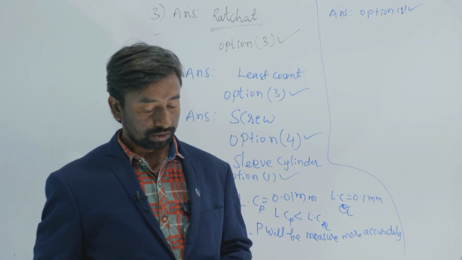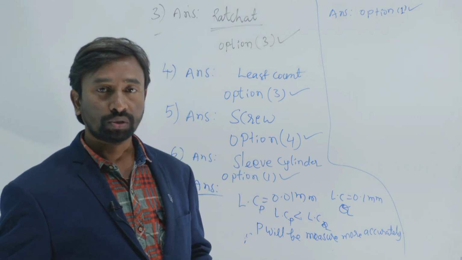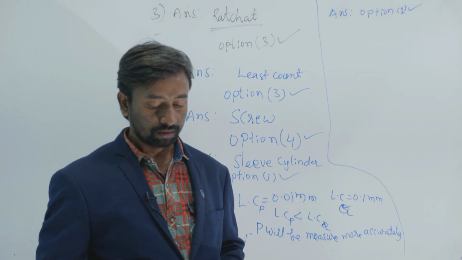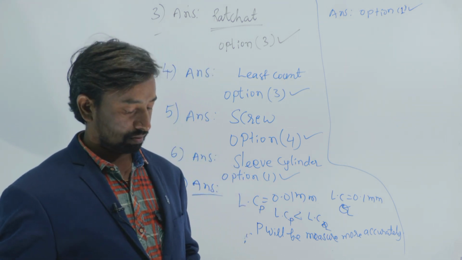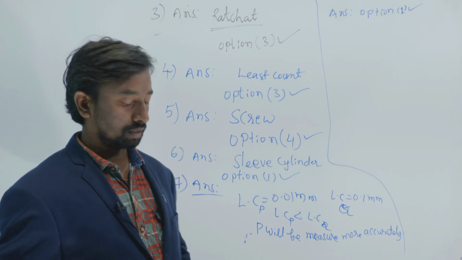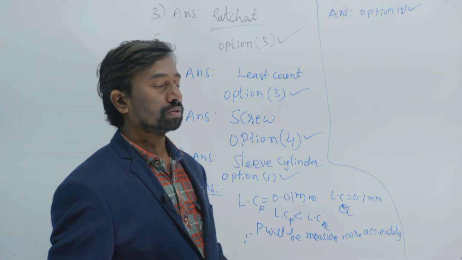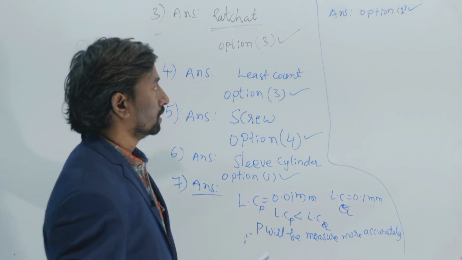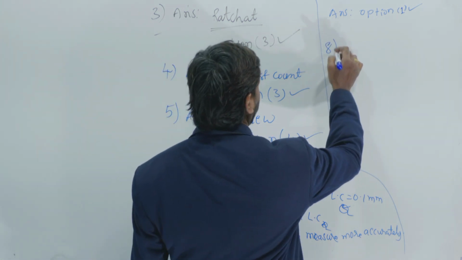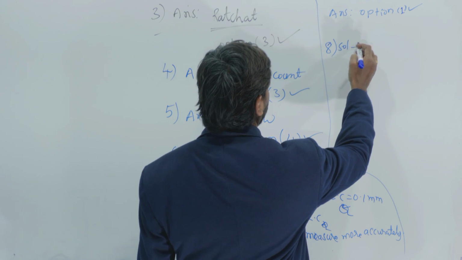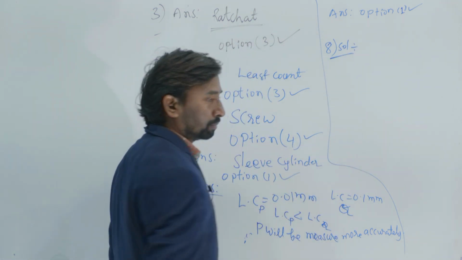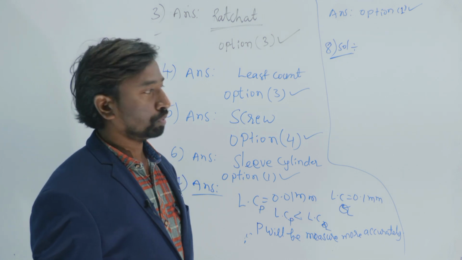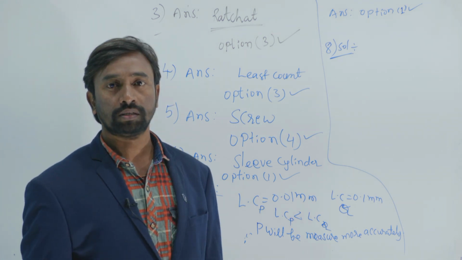In a screw gauge which has no error, when the studs are just in contact, the 0 of the circular scale is on the baseline. So when can we say there is no error in the screw gauge? If there is a coincidence of the baseline of the pitch scale and the 0th division of the circular scale, both coincide, then we can say there is no error.